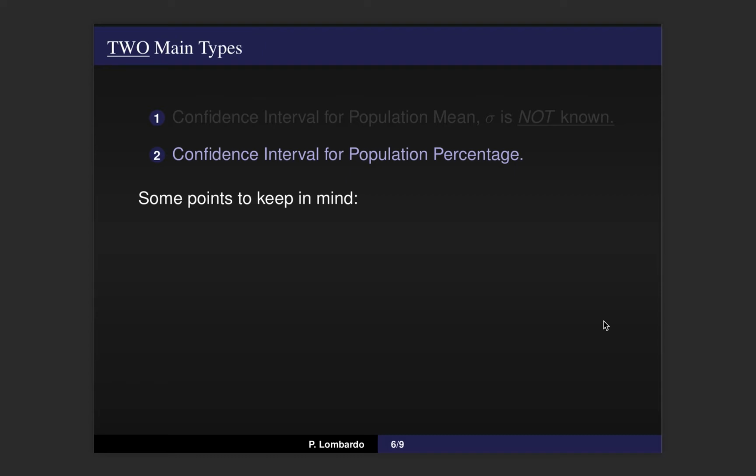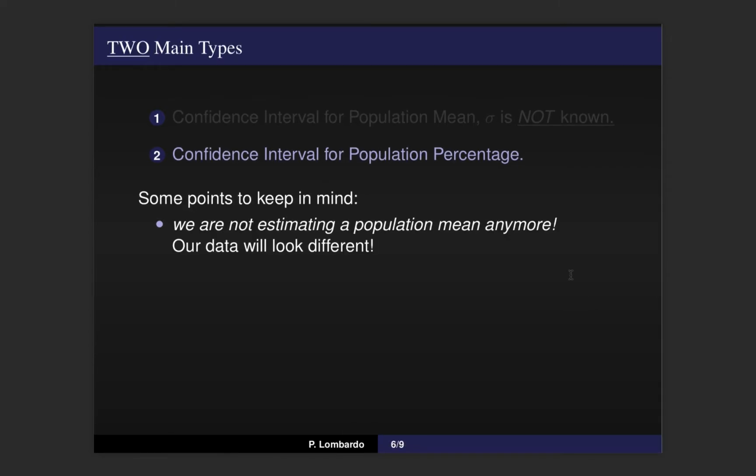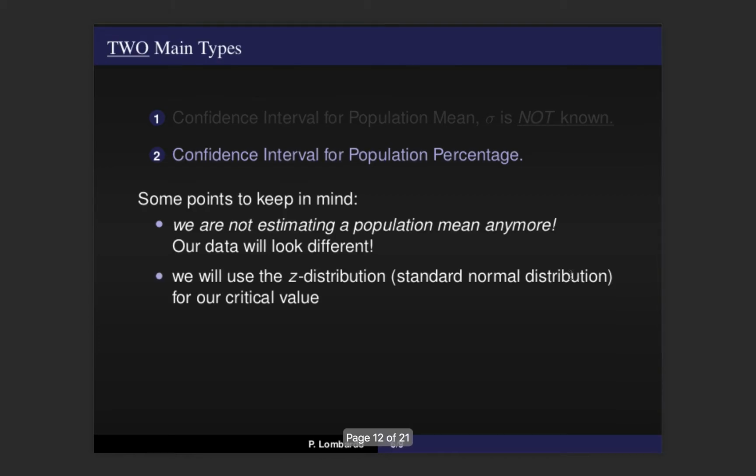A couple of key points to keep in mind. First, we're no longer estimating a population mean, so we're going to have to make some changes. But more importantly, the data that we're going to collect is going to look different. We're probably going to see a list of maybe survey responses. This will be more categorical data more than likely. Rather than using the t-distribution, as we covered in our last lecture when estimating a population mean with a confidence interval, we're going to go back to using the z-distribution, the standard normal distribution, when finding our critical value.